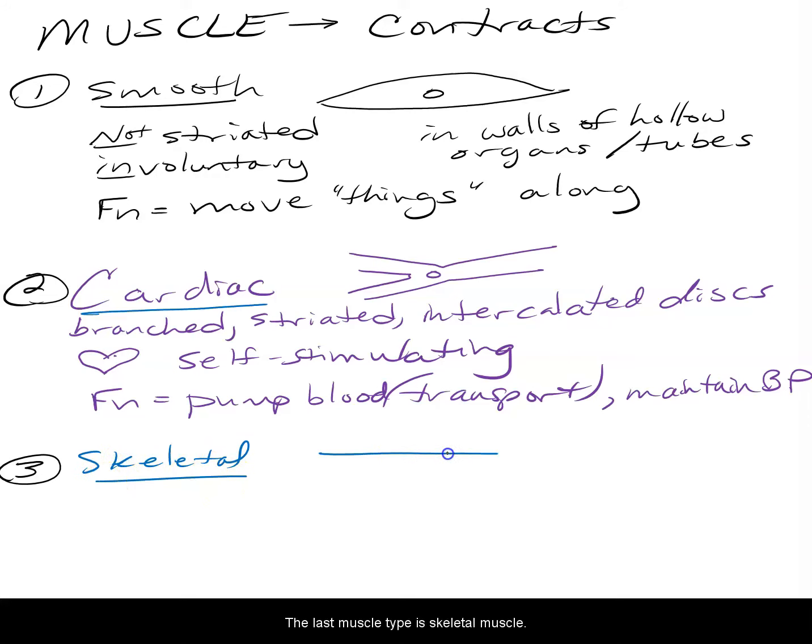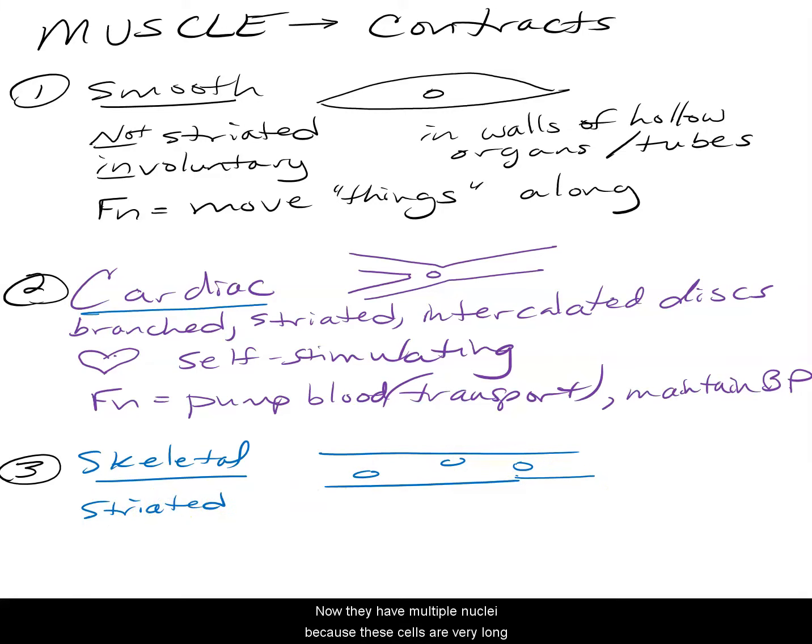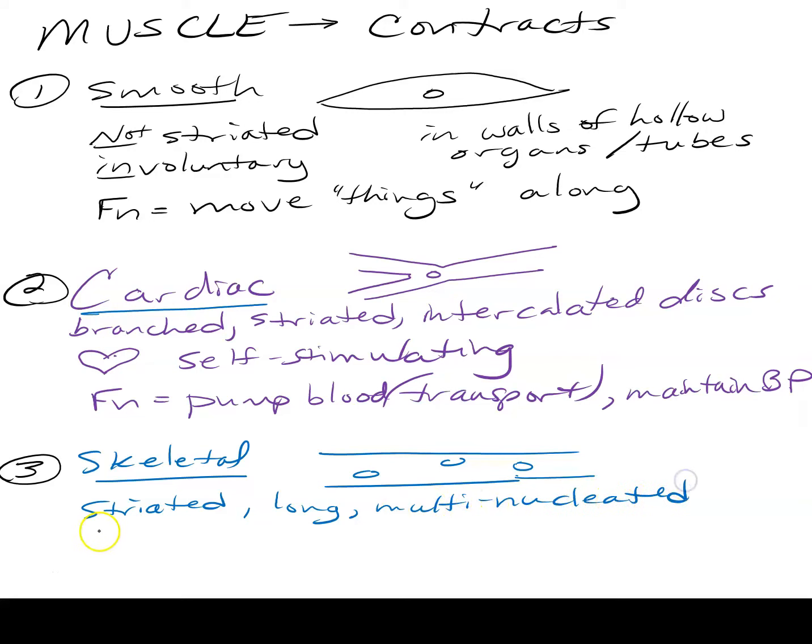The last muscle type is skeletal muscle. These cells are elongated, like long rods, and have multiple nuclei. Now they have multiple nuclei because these cells are very long and are in fact as long as the muscles they are in. So you can have a muscle cell that is more than a foot long. They are striated, so they have a striped appearance under the microscope.